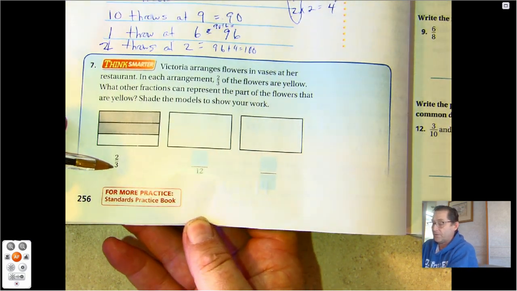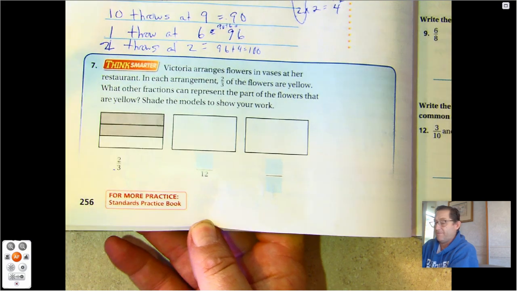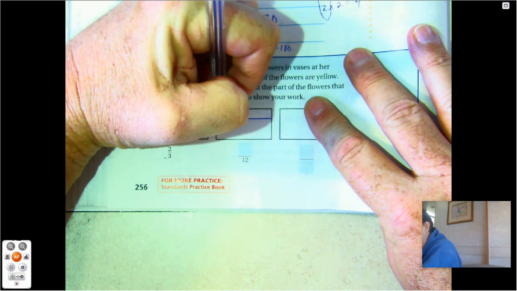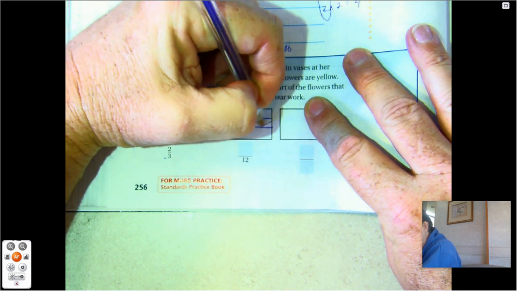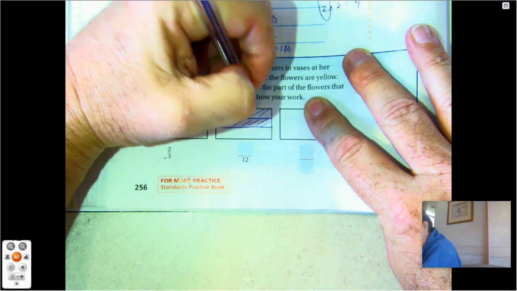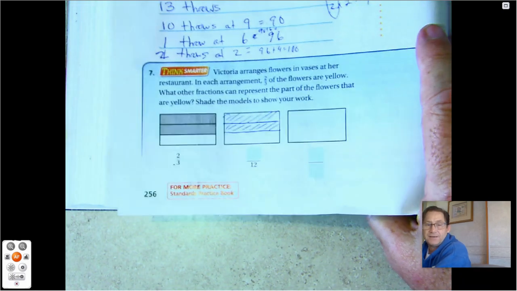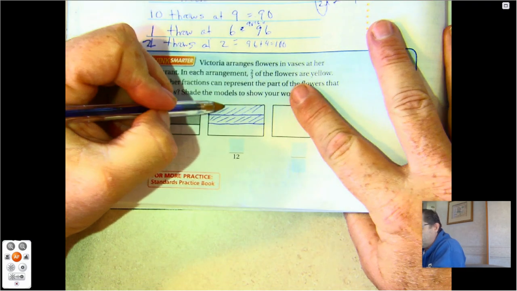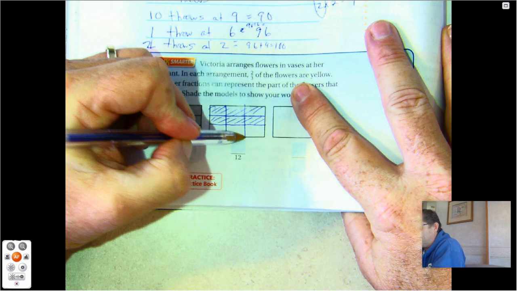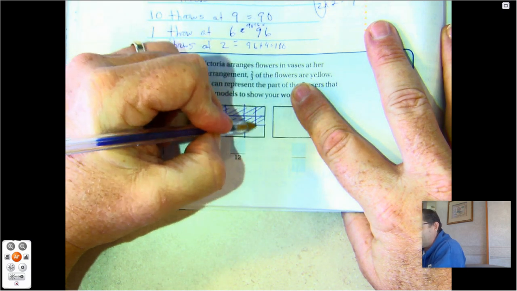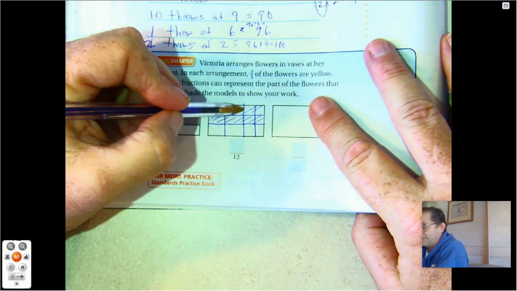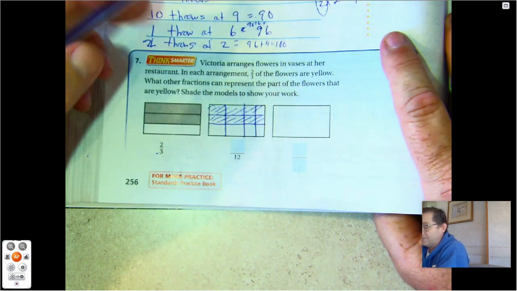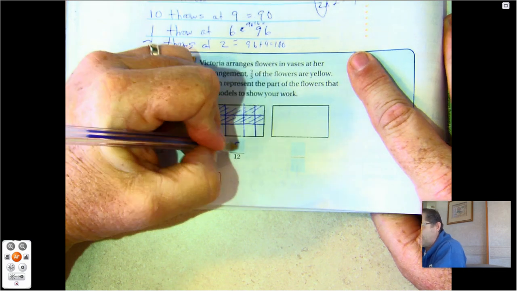So how can we take the current model, which was broken into thirds, and make it into 12? Well, we just said we have to multiply by 4. So what if we do this? I didn't make it quite even. I should have had these two over a little more to the left. 3, 6, 9, 12. But I do have 12 sections, and I do have 2, 4, 6, 8 shaded. So 8/12.